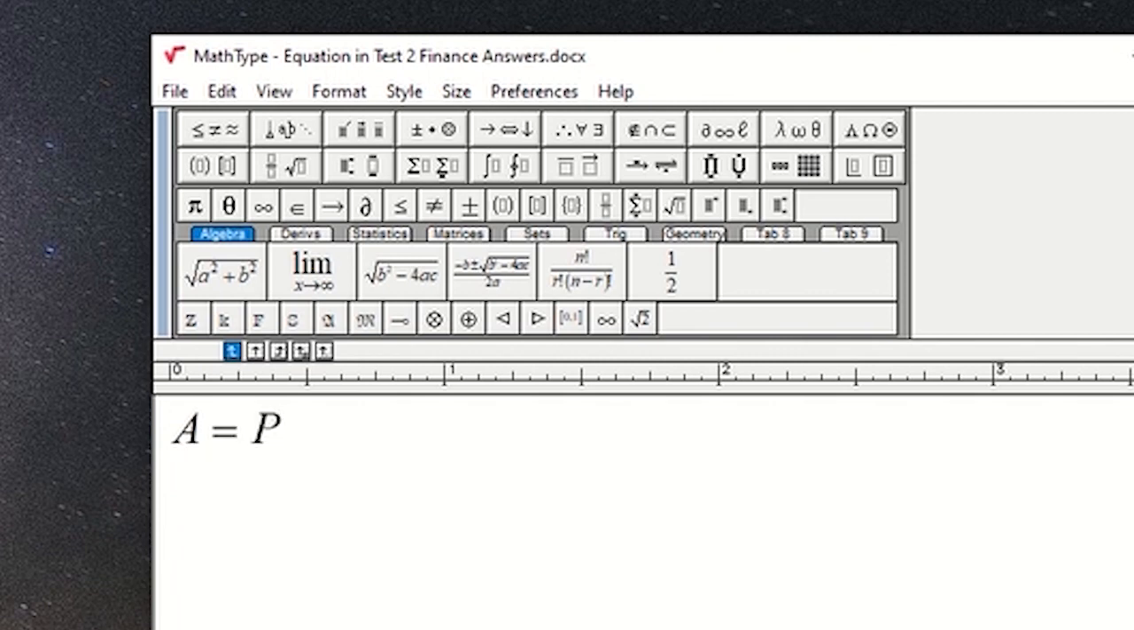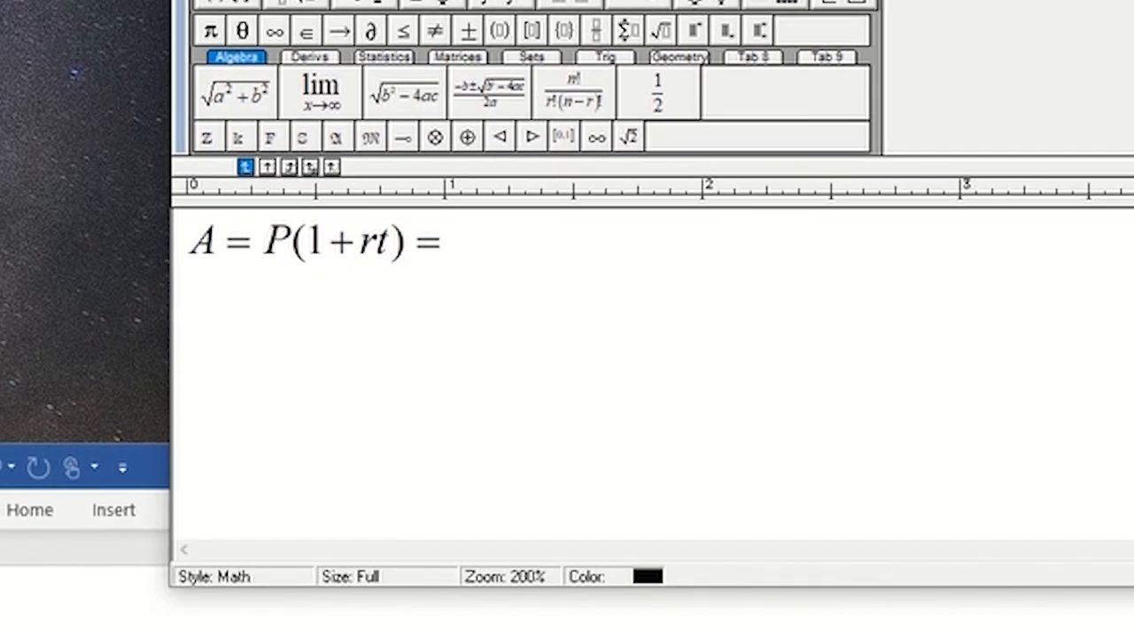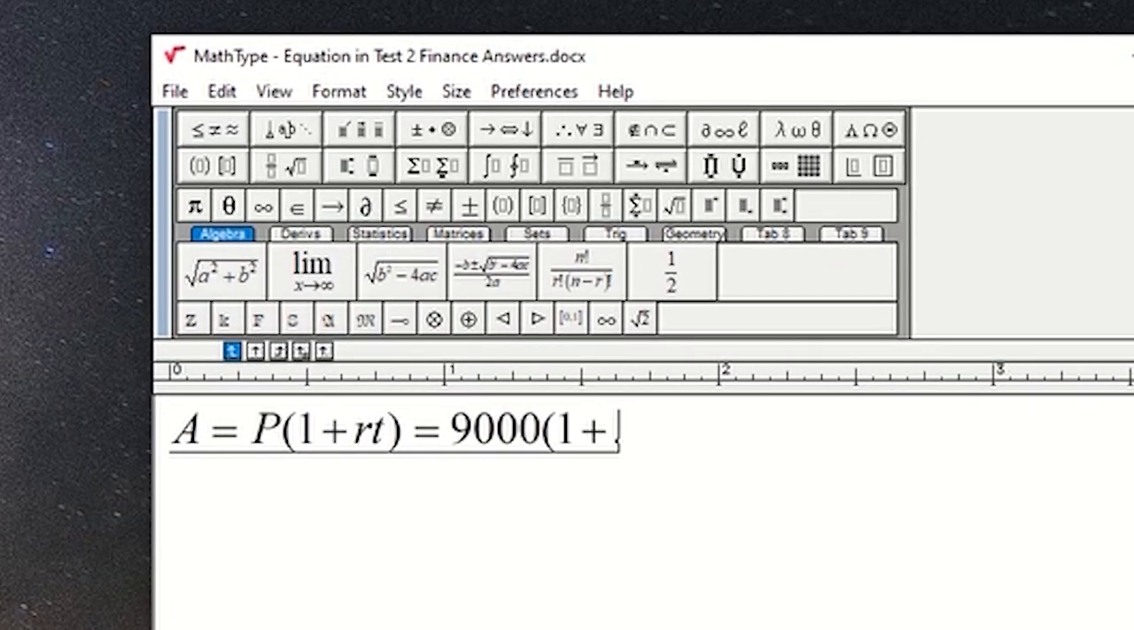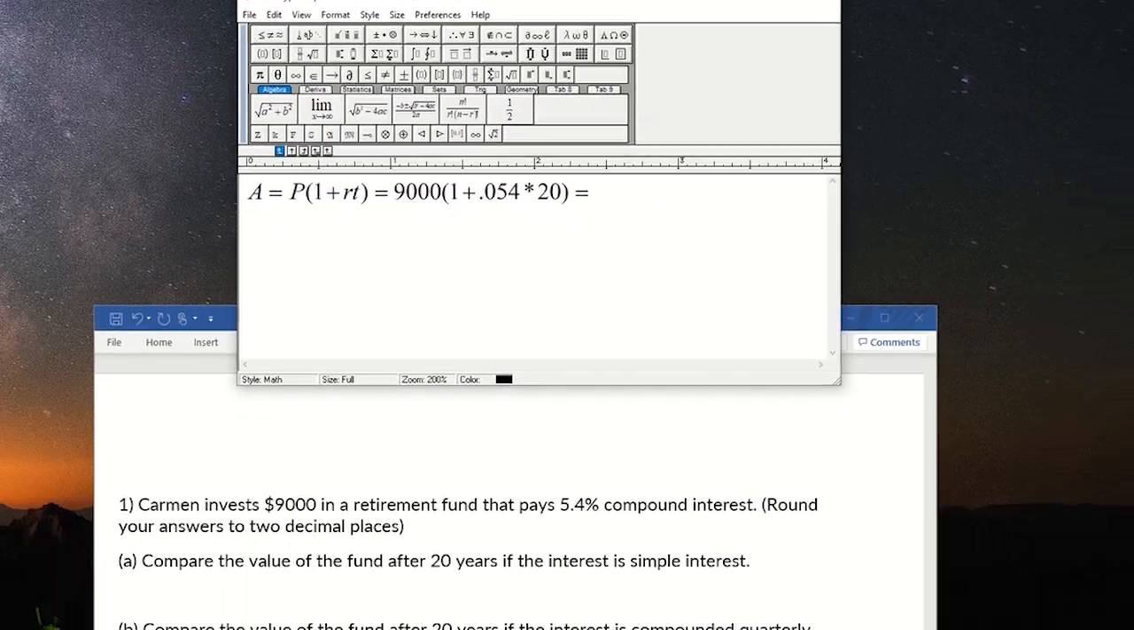A equals P times 1 plus RT, right? That's simple interest, which in this case is going to be 9,000 times 1 plus R, which is 0.054, times T, which is 20 years. Alright, so that's how we plug that in.